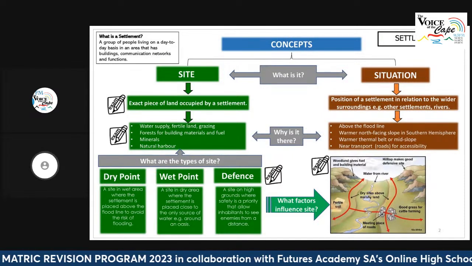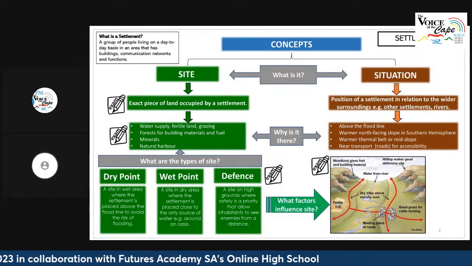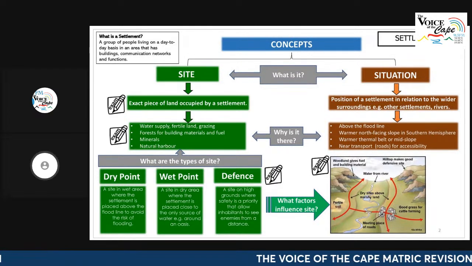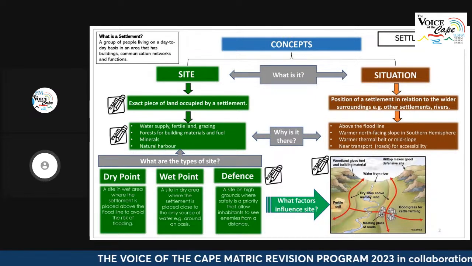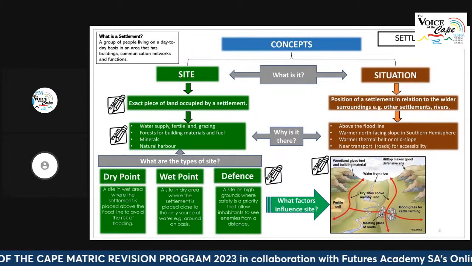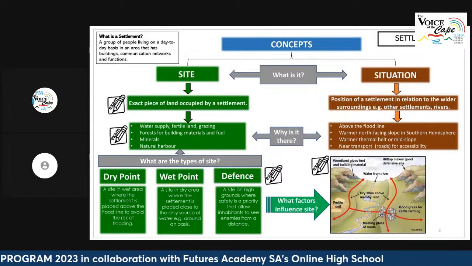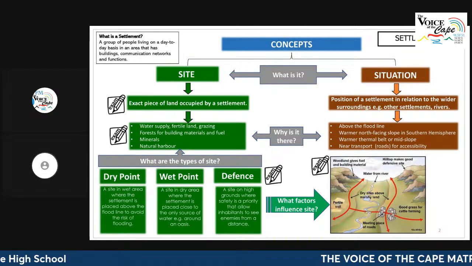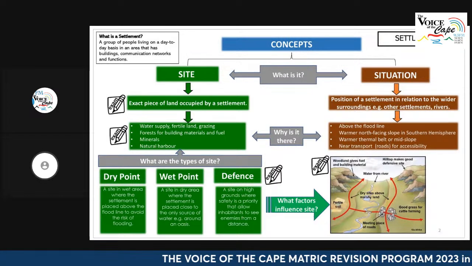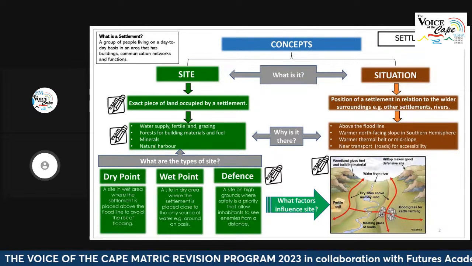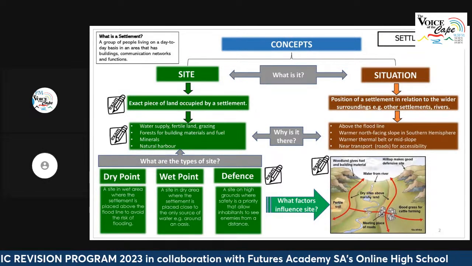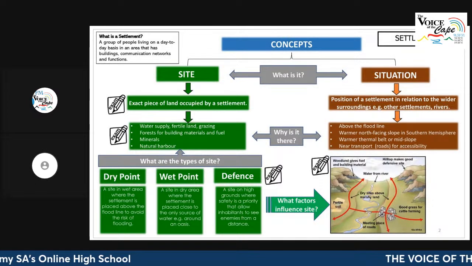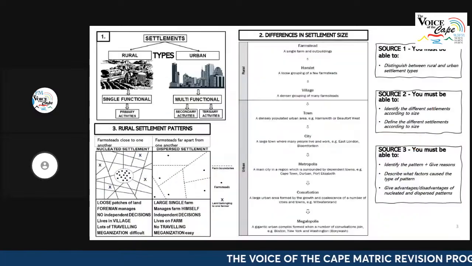In terms of situation, it is the position of a settlement in relation to its wider surroundings. So when we talk about site and situation, site is the actual place. Situation is why that settlement is in that position. What is around that settlement that makes it place itself there? Most often we look at, again, above flood lines. We look at warmer northern facing slopes or southern facing slopes, depending on which hemisphere we are in. If we are in the southern hemisphere, most likely we are on the northern facing slope. Also, remember, it is either the thermal belt if it's within a valley region, and it is often near a transport system or a network in terms of accessibility.